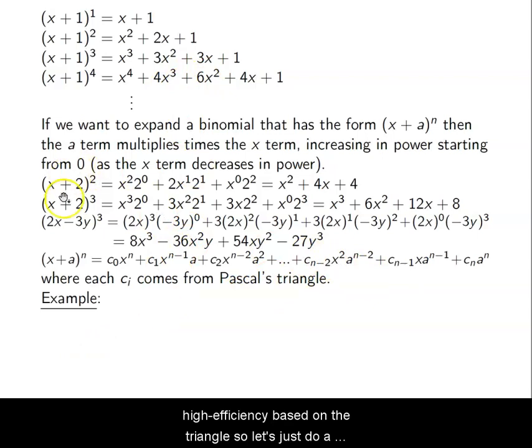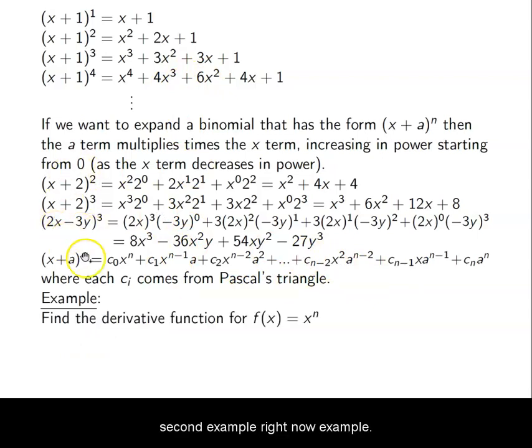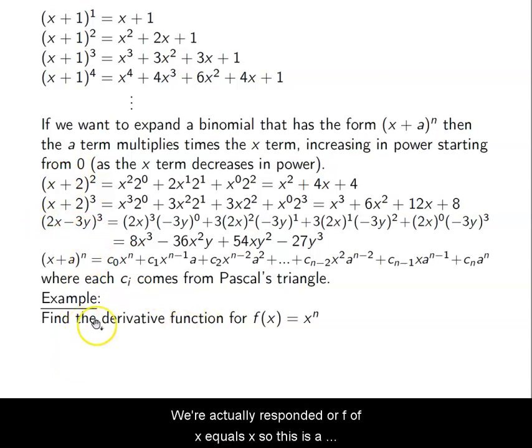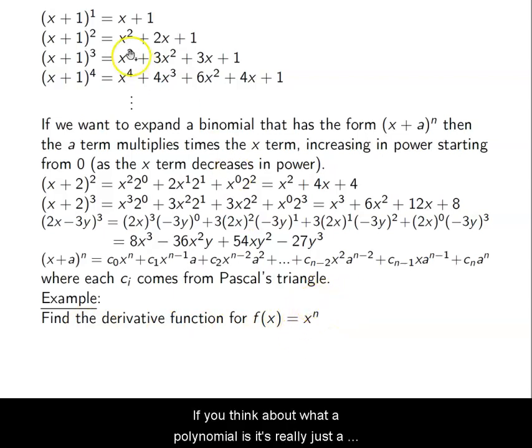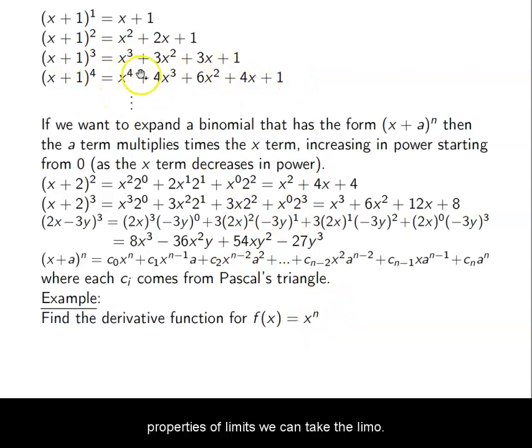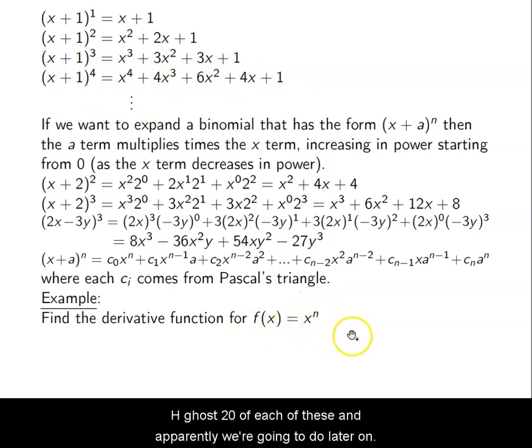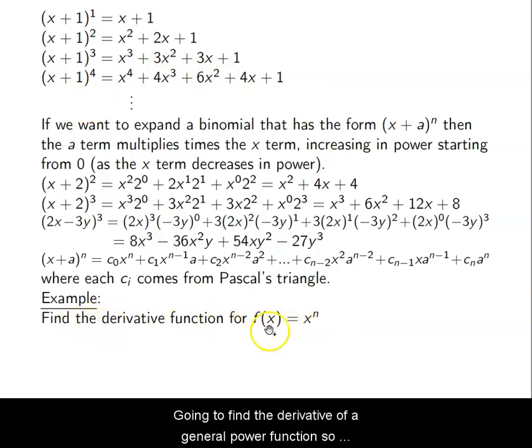So let's do a second example. Actually, let's find the derivative for f of x equals x to the n. So this is a general power function, right? If you think about what a polynomial is, it's really just a bunch of these being added together. We know from our properties of limits, we could take the limit as h goes to 0 of each of these independently, which is kind of what we're going to do later on. So we're going to find the derivative of a general power function, and we're going to use the limit definition because that's all that we have at the moment.